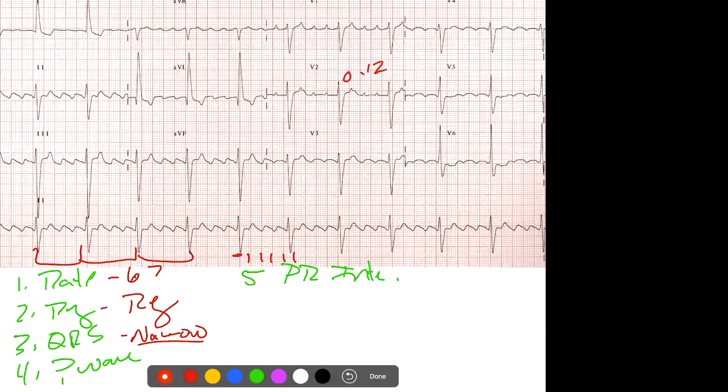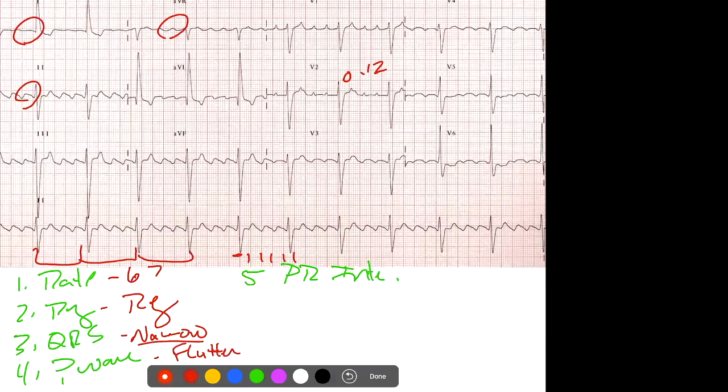What about the P waves? We're looking in lead 2, 1, AVR. What do you think about those? Are those flutter waves? Yes, sir. Yep, you got it. They're not normal. It's not a normal P wave morphology.